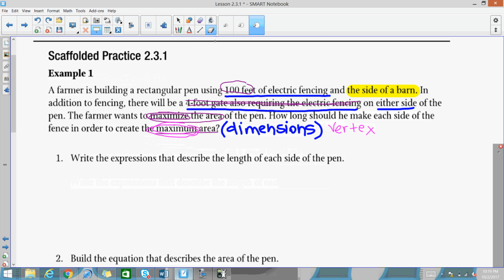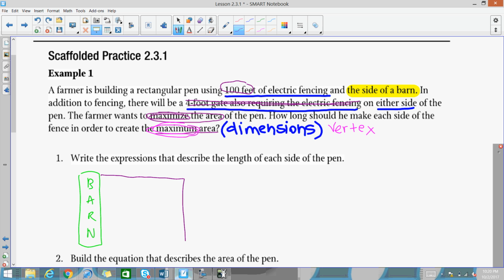Number one. You have a barn, B-A-R-N. That's being used as one side of your fencing. So technically, this is congruent to this, to this, and that's congruent to the barn, but that's not being used for electric fencing.